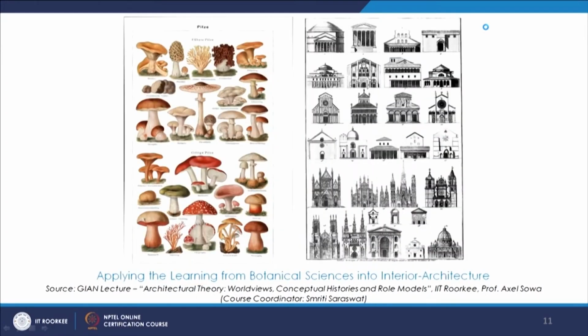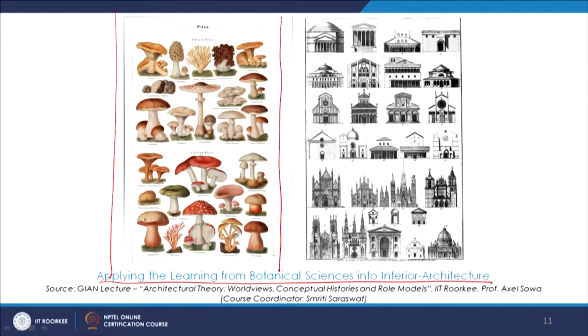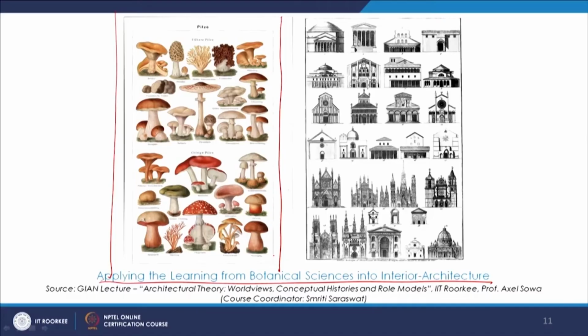This is a very interesting slide that we see here. So what is happening is that one tries to apply the learning from botanical sciences into interior architecture. So if we see the botanical sciences and the plants which are available in nature, there is a sort of a system of classifying the plants also. So the botanical sciences does give those kinds of references where we try to group a certain kind of plant family and then there are other groups.